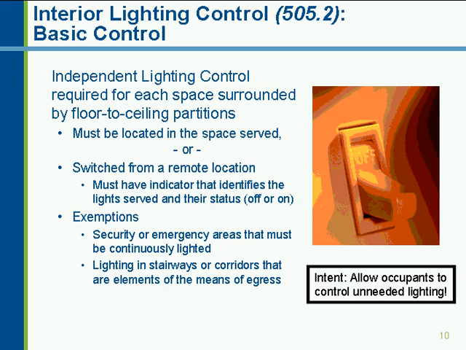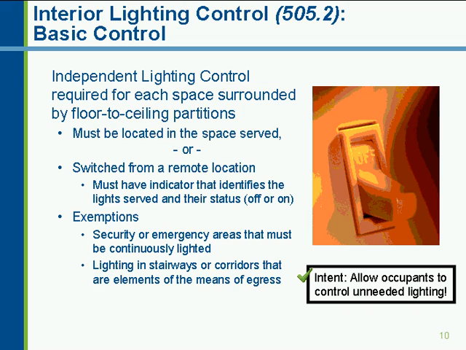So starting off with the interior lighting control, the basic control requirement is that each space surrounded by floor-to-ceiling partitions, basically each room or large area, must have independent lighting control. And the intent here, of course, is to allow the occupants to control the lighting in each space as needed, at the use they need, when they need to do it. These controls must be located in the space.